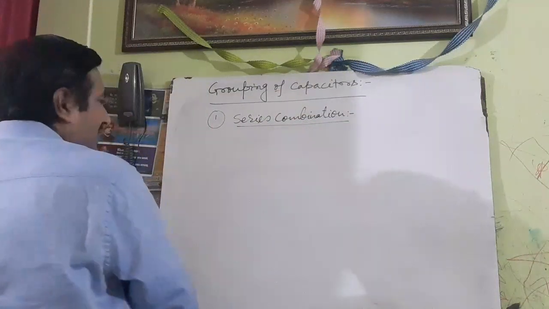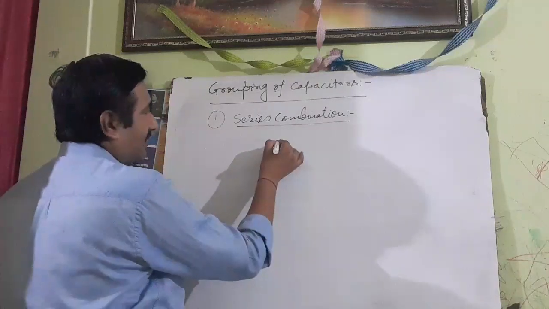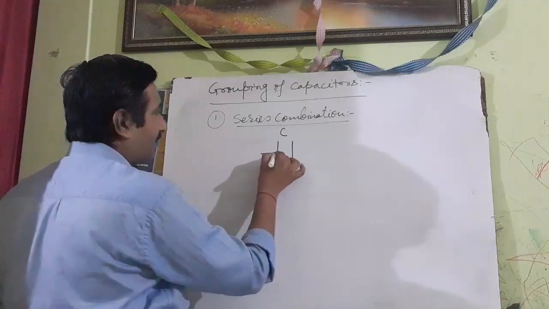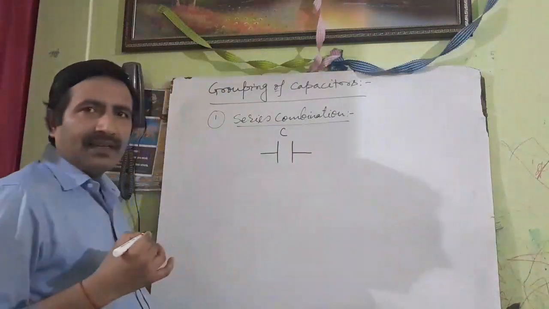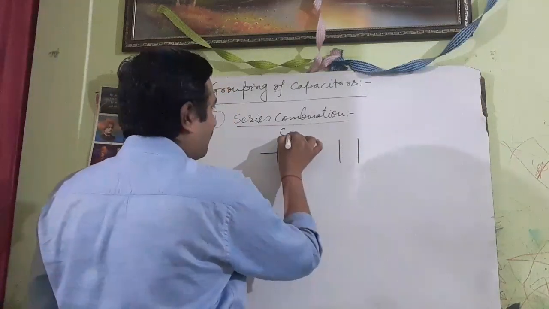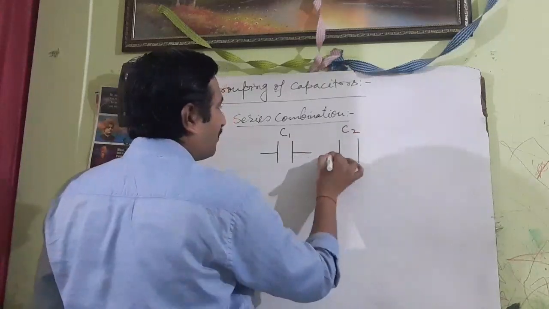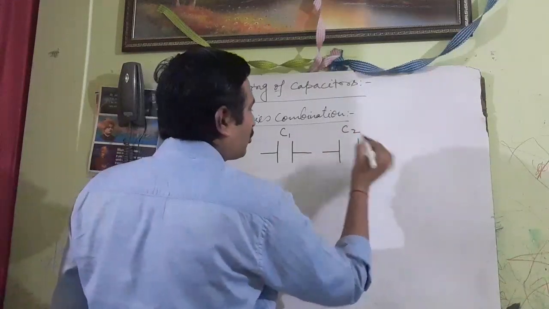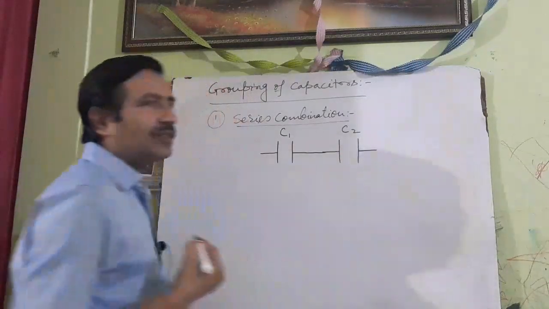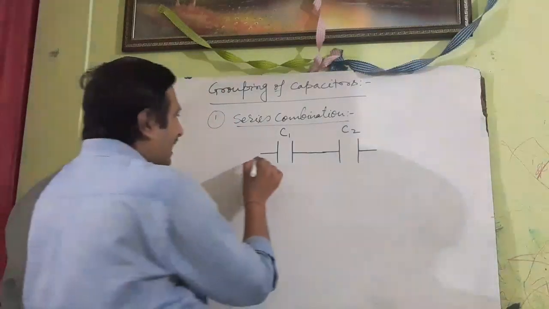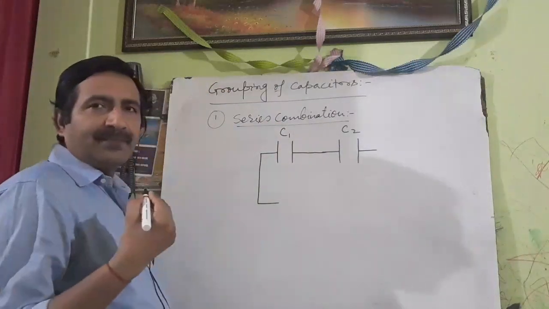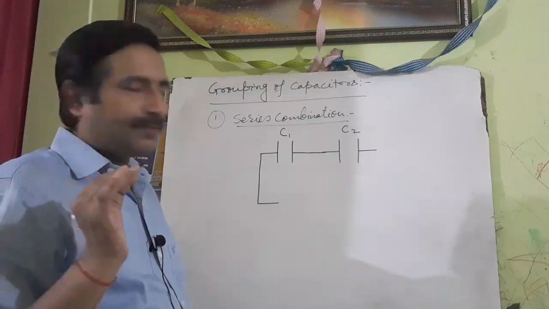You already know capacitors have two plates. Suppose this is a capacitor. Its capacitance is C1. It has two plates. There is another capacitor, its capacitance is C2. It also has two plates. If one plate of both the capacitors is connected together and the other plates are connected to different points, then they are said to be in series combination.